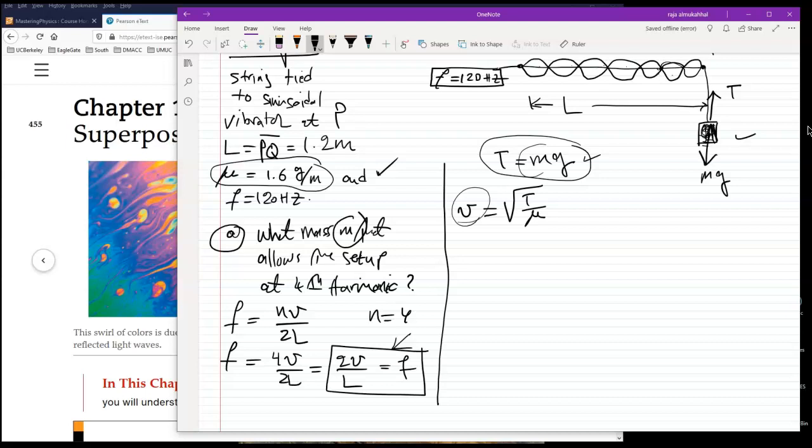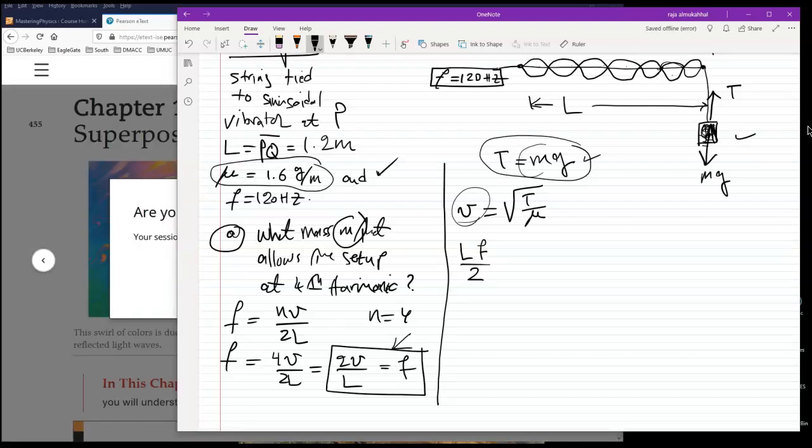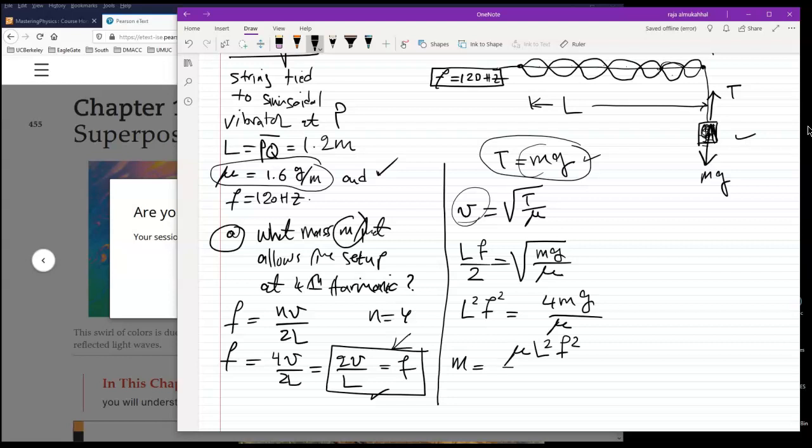Okay, so the velocity is equal to Lf over 2. Is that okay? That's the velocity, I am solving it from here. The velocity is equal to Lf over 2 equals the square root of mg over mu. Square both sides. So I have L squared f squared over 4 equals mg over mu. Okay? Now I solve for the mass. The mass is equal to mu L squared f squared over 4g.